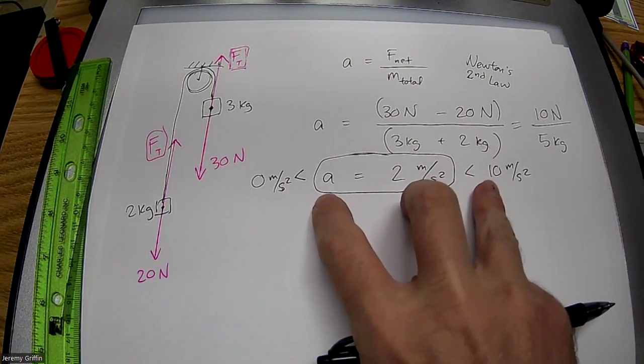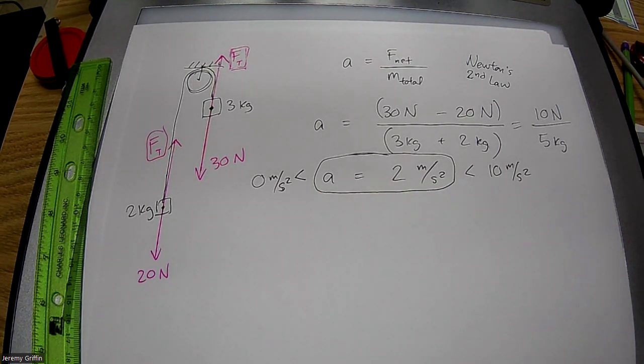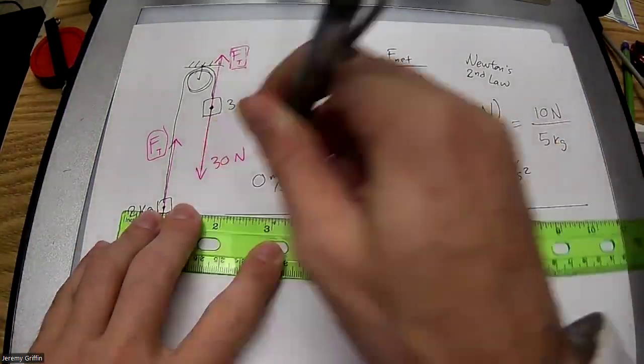Ah, and look at that. The acceleration is somewhere between those two boundary conditions. I think that makes sense. I think it checks out. What do you think? Okay. Now the follow-up question is, what is the tension in the string?